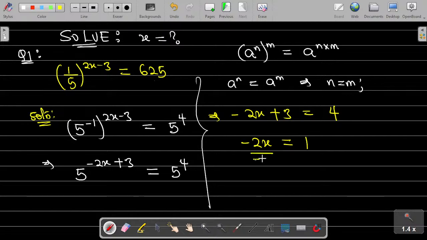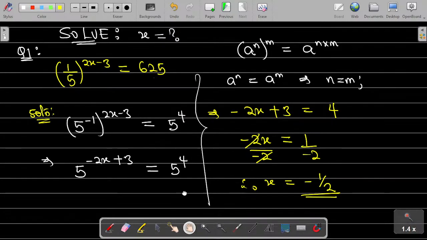Divide both sides by minus 2 so that our x can stay alone. Therefore, we have a value for x, and that is negative 1 over 2. And that is the solution to problem 1.